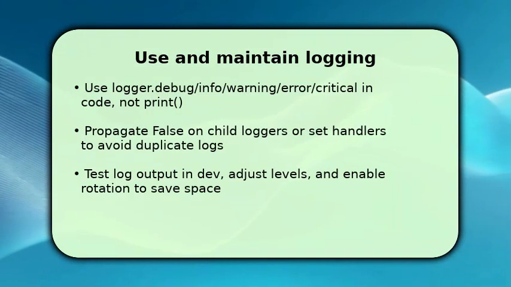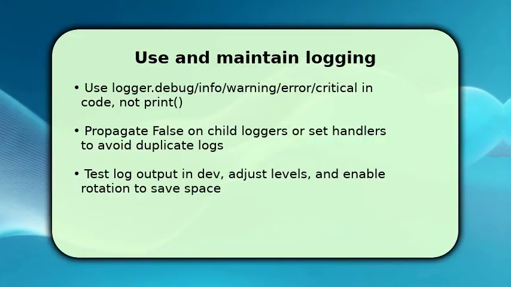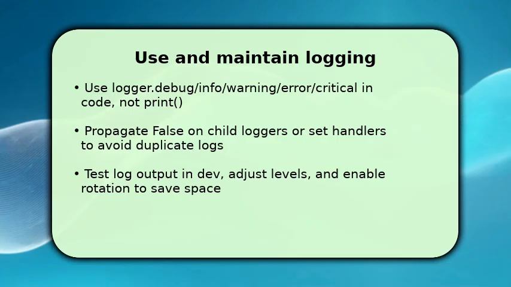At runtime, call logger.debug, info, warning, error, or critical so your messages include level metadata. This helps filtering later. Once done configuring propagation, set child logger.propagate equals False if you're handling output on the child to avoid duplicate entries. For long-running apps, enable rotation and monitor sizes.